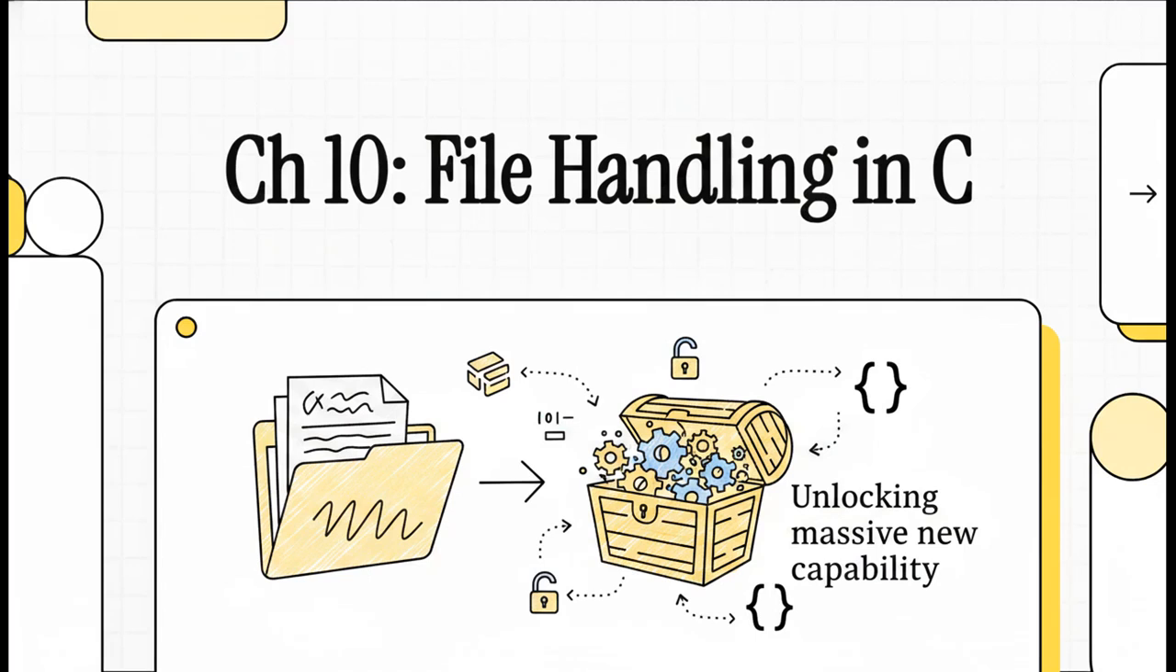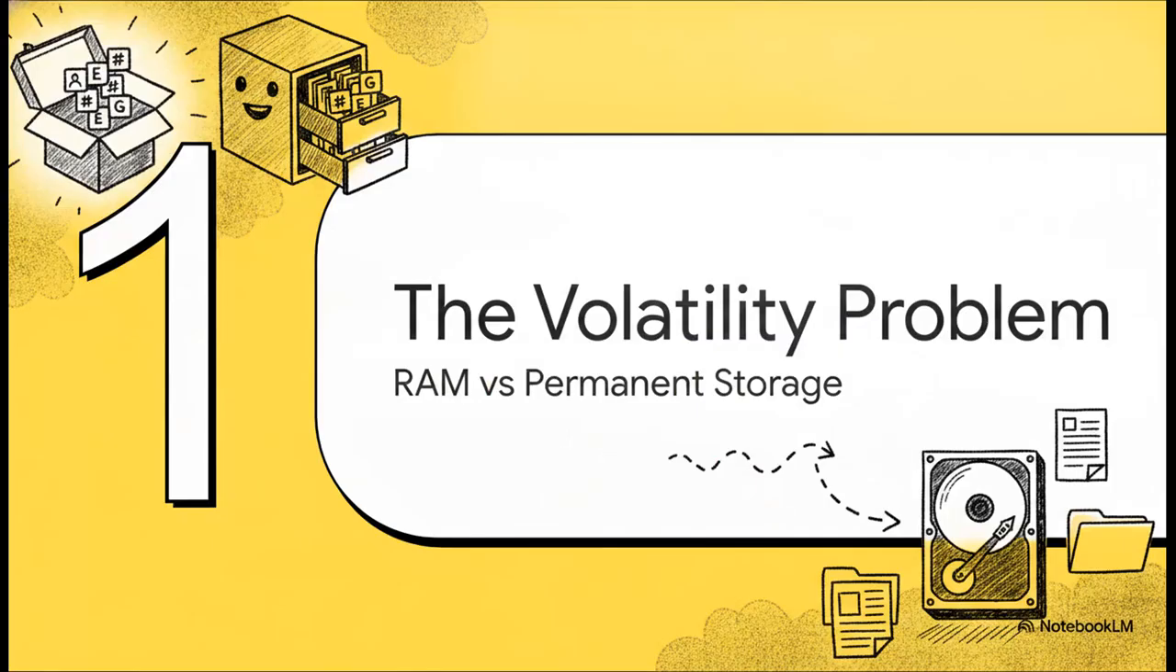Let's jump right into this explainer for Chapter 10 of our complete C programming series, where we are tackling file handling. We've been building our C programming skills piece by piece, and today we're unlocking a massive new capability. We'll kick things off with Section 1, the volatility problem.